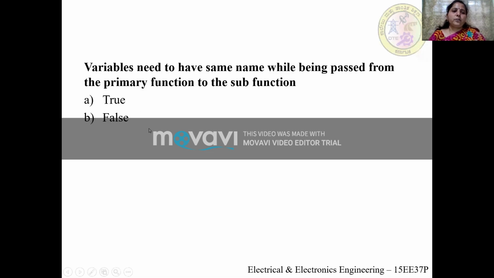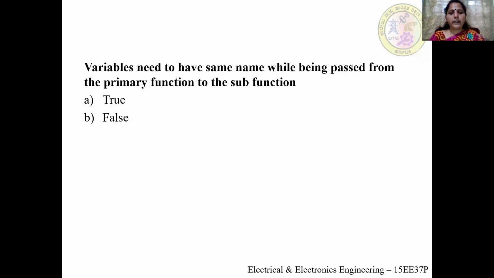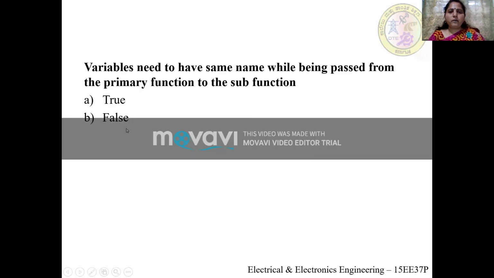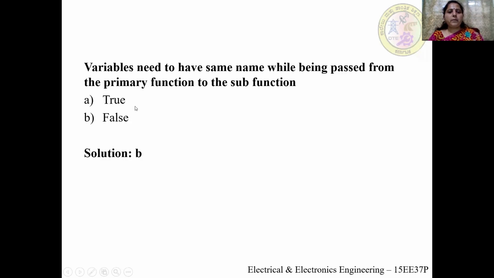Now we shall see the next question. Variables need to have the same name while being passed from the primary function to the subfunction. They're asking whether it is true or false. Here it is false. They need not have the same name while being passed from the primary function to the subfunction. So the right answer is B.